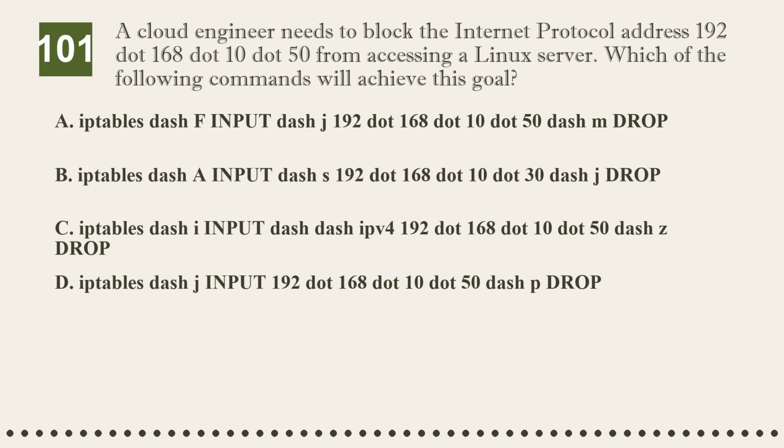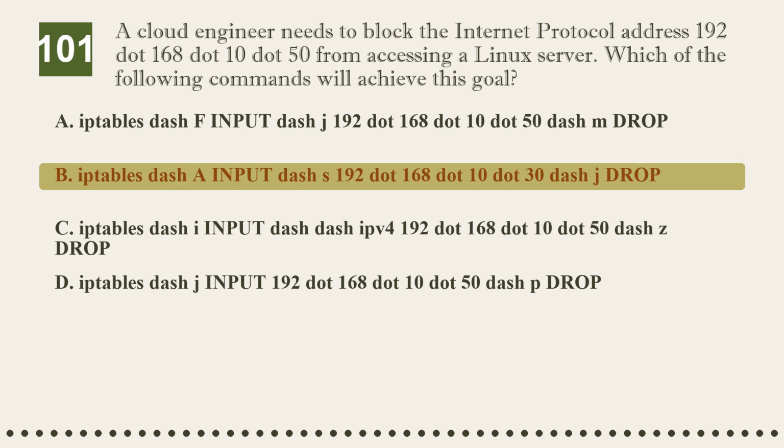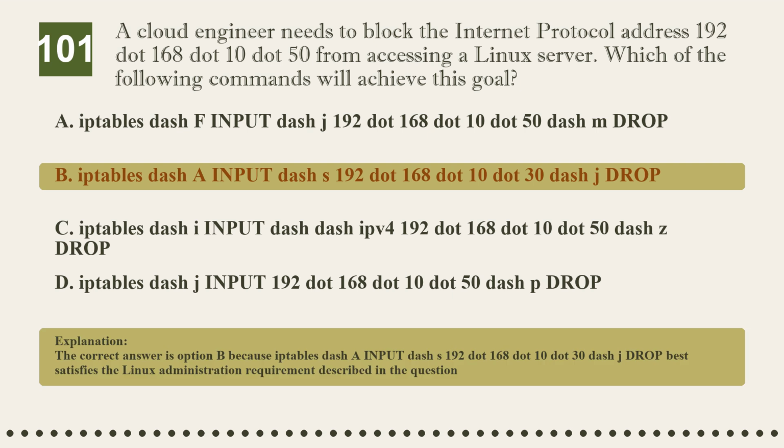Option D. iptables -j input 192.168.10.50 -P drop. The correct answer is option B, iptables -A input -s 192.168.10.50 -j drop, because it best satisfies the Linux administration requirement described in the question.